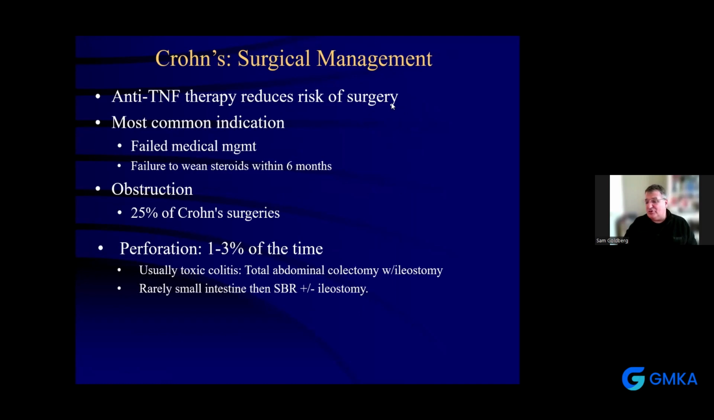Anti-TNF therapy reduces the risk of surgery, as I talked about. The most common indication is failed medical management, failure to wean steroids within 6 months, or obstruction. 25% of surgeries for Crohn's are from obstruction. Perforation is very rare. This is usually due to toxic colitis. The only operation, in my opinion, for this is total colectomy with ileostomy. I guess if they just had right-sided disease or ileocolic disease, you could do a right colectomy with an ileostomy.